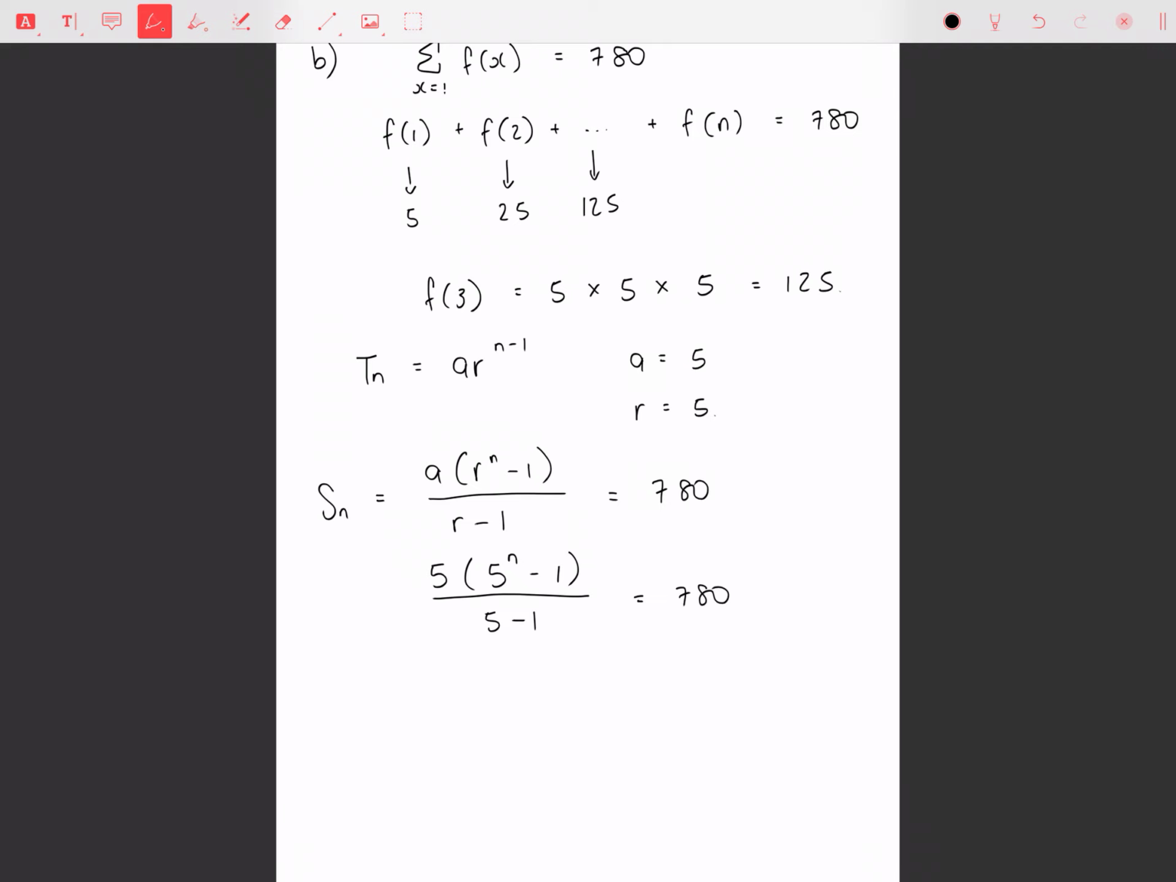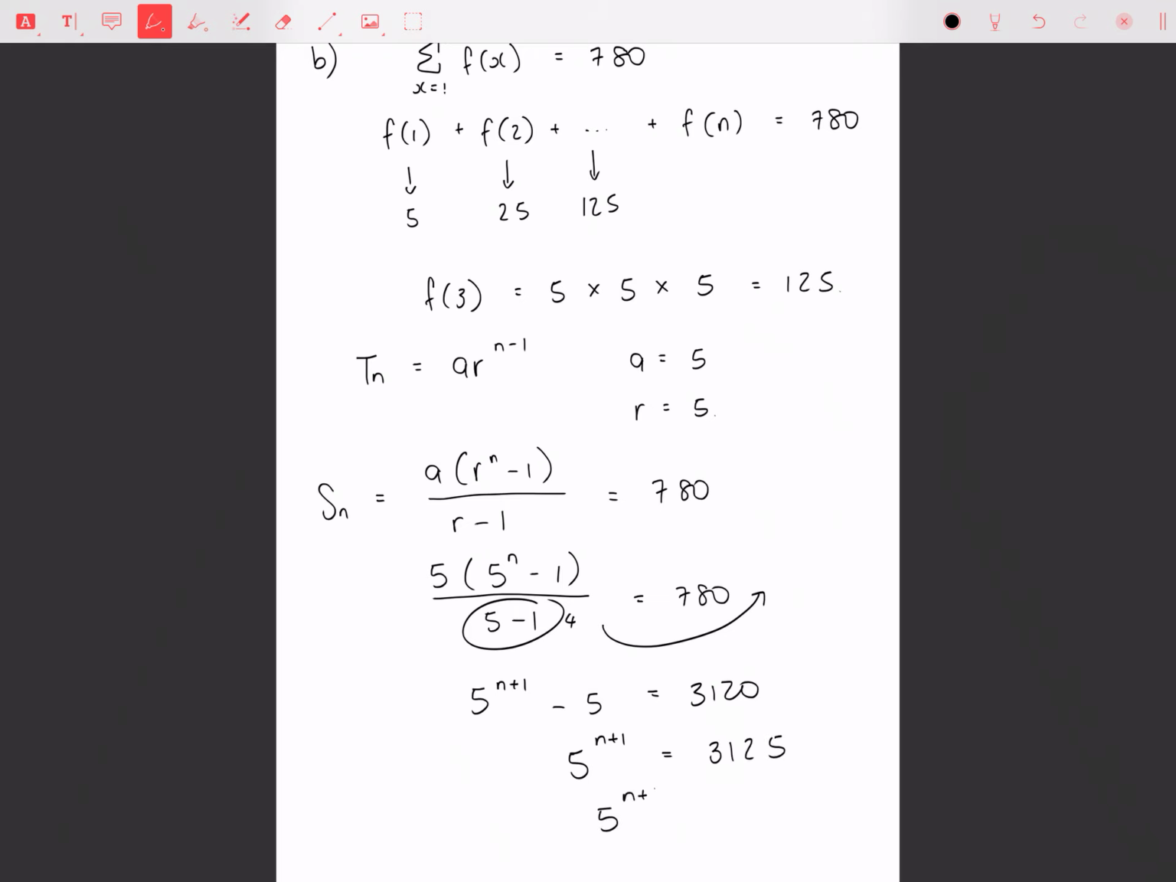So the denominator is going to be 4. If we're dividing by 4, then we bring it to the other side, and we times by 4. And I'm also going to simplify the numerator. This is 5 to the power of n plus 1 minus 5. So 780 times by 4, if I'm not mistaken, is 3120. Let me just check that. Perfect. And then I take my 5 across, so I get 3125.